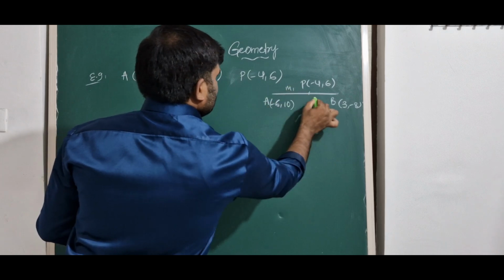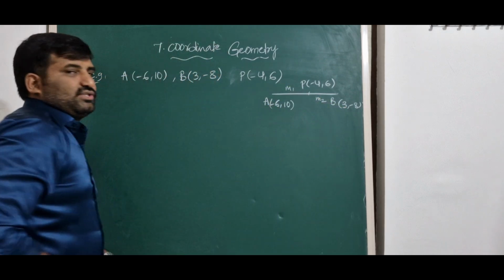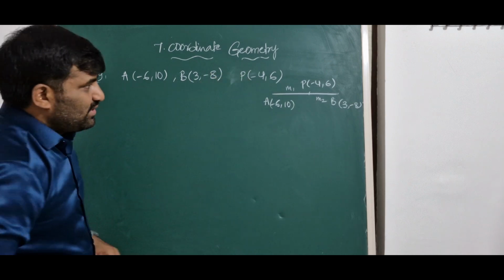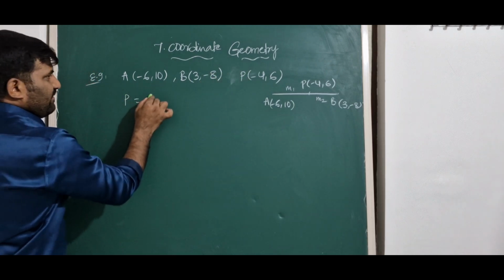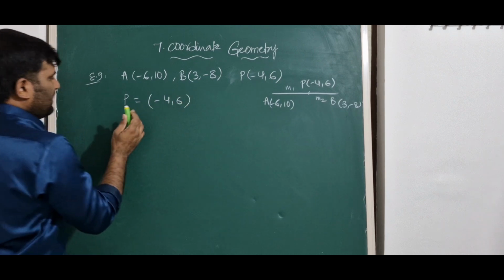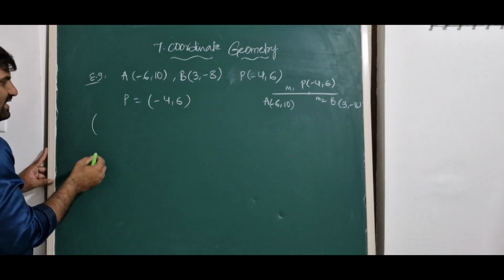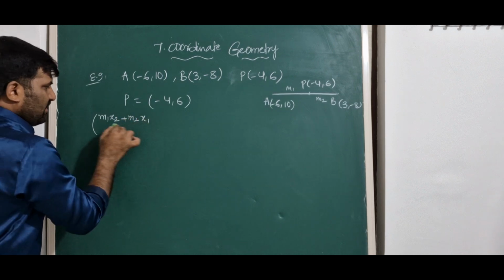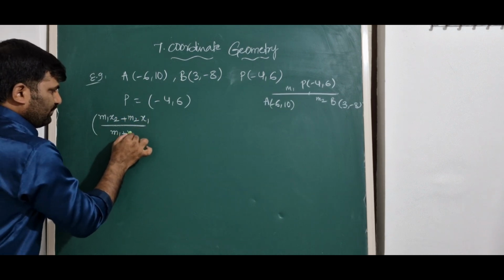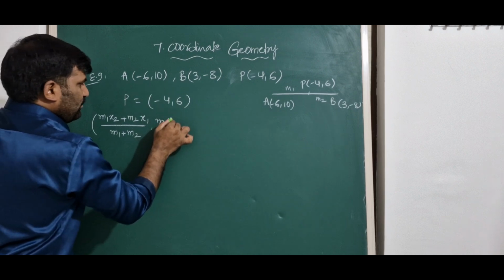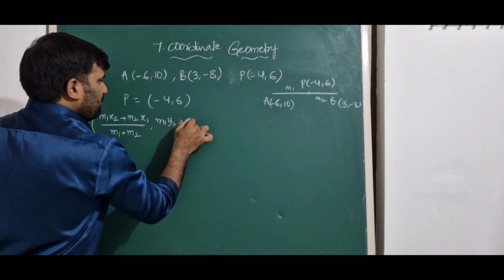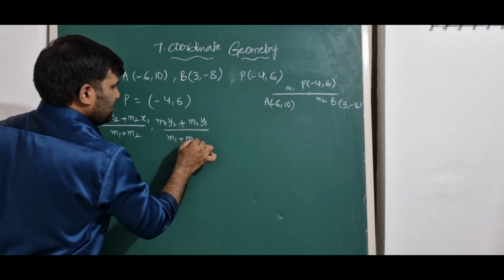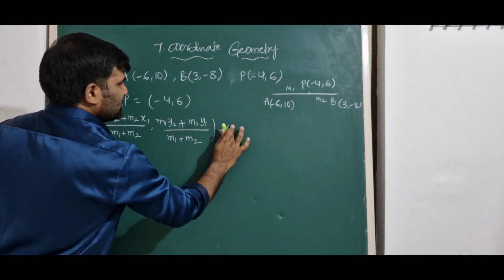Ratio I am taking as M1 M2. See how to find the ratio when the A value, B value and P value are given. I am taking the P value, that is minus 4 comma 6. On the left side you write the formula: (M1 x2 plus M2 x1) by (M1 plus M2) comma (M1 y2 plus M2 y1) by (M1 plus M2), which is equal to minus 4 comma 6.